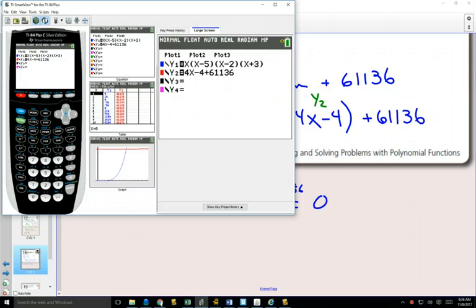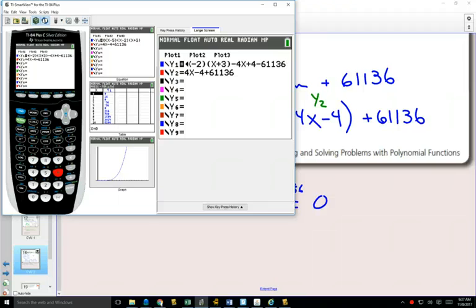so I'm going to go back to y equals, I'm going to just turn that second graph off, and go to my first one and add. What would happen if I subtracted everything over to the other side? So can you see, if I move that y2 over to the other side, I would have minus 4x, right? If I move the 4 over, it would be plus 4. If I move the 61,136, that would be minus 61,136. You see how I just moved things over to the other side of the equation?